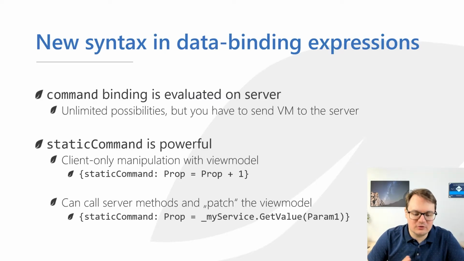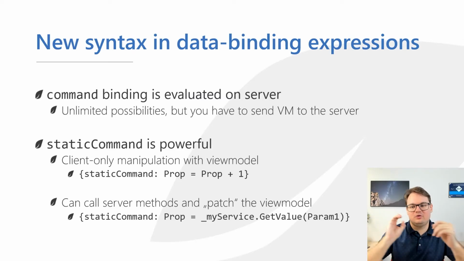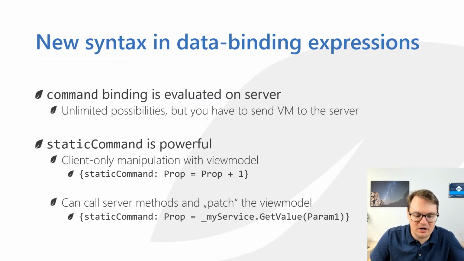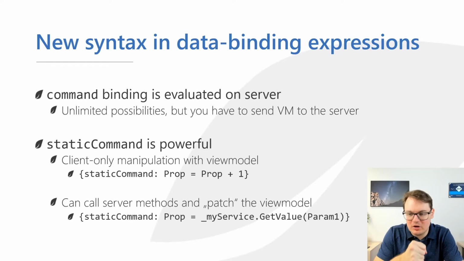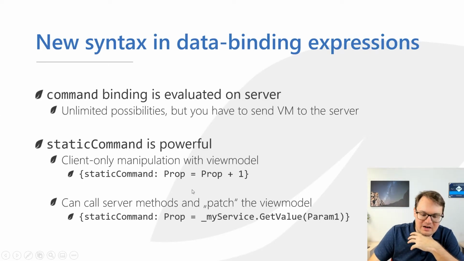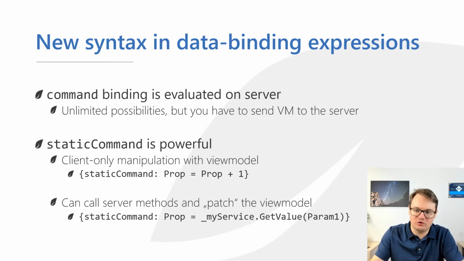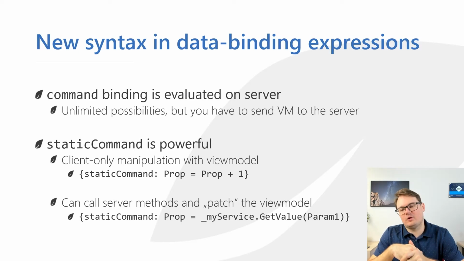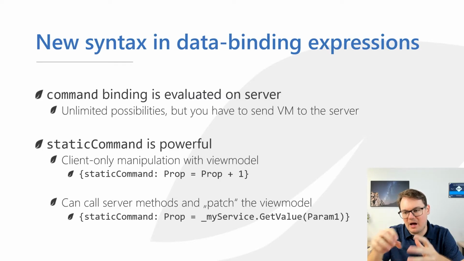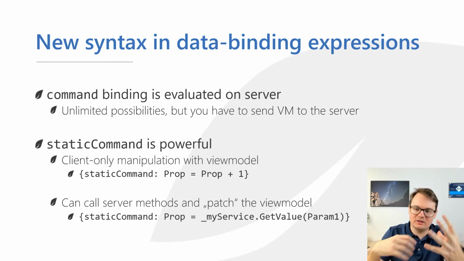In case of static command, it's not that case, because a static command is translated to JavaScript. So for example, you can use it for client-only manipulation with the view model. It won't call the server at all, because it can assign a property plus one to a property. .vvm will just translate this to JavaScript. Also, you can call server methods from the client side, but you will only be passing parameters to them, and you can then work with the result.